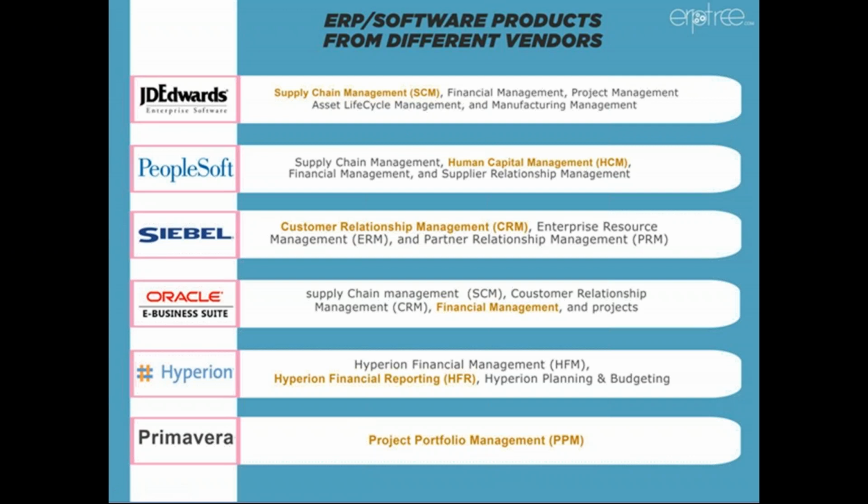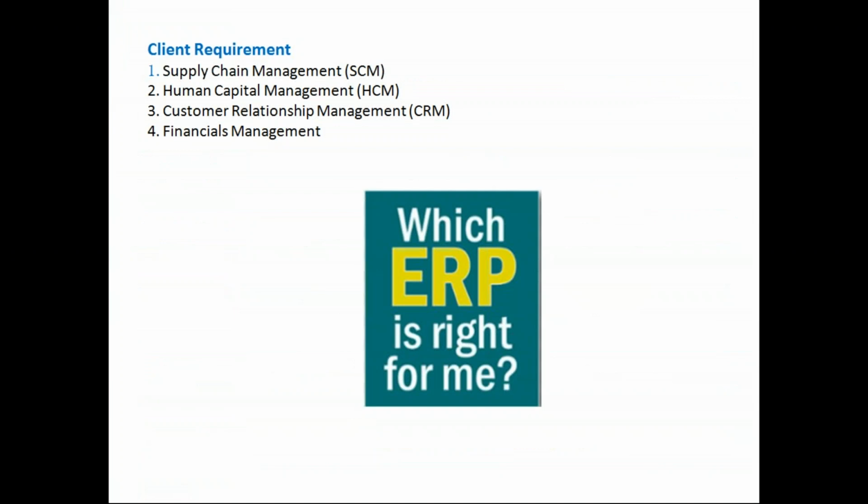Let's take a simple case here. Say we have one client, and the client requirement is they want to implement supply chain management, human capital management, customer relationship management, and financial management. These are the four areas they want to implement for their business. So now which ERP is the right ERP for them?